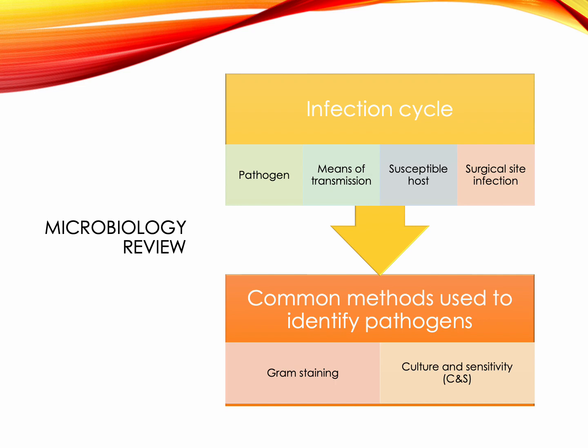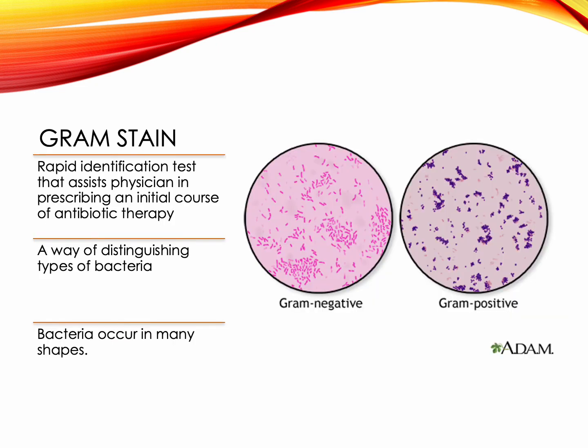And some common methods used to identify pathogens include gram staining and culture and sensitivity, which we oftentimes abbreviate as C and S. Now, typically, the healthcare provider will prescribe a broad-spectrum antibiotic while they await the results of the tests. So next, we're going to talk about each of these types of tests in a bit more detail.